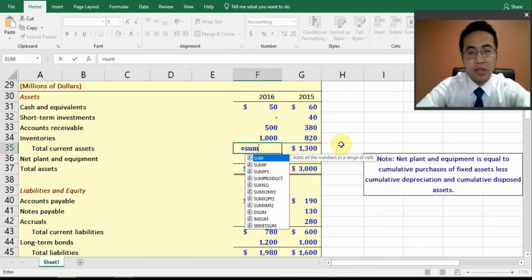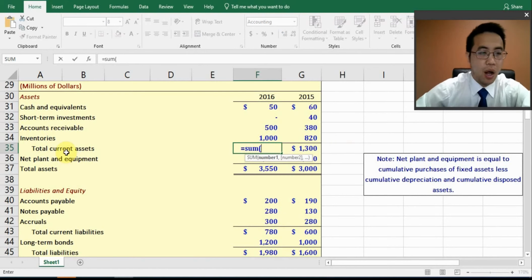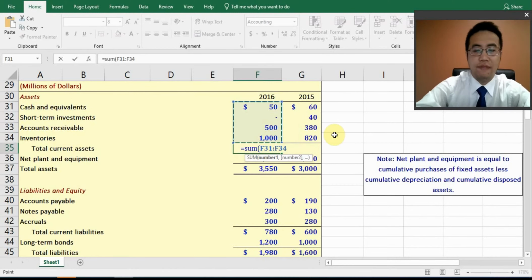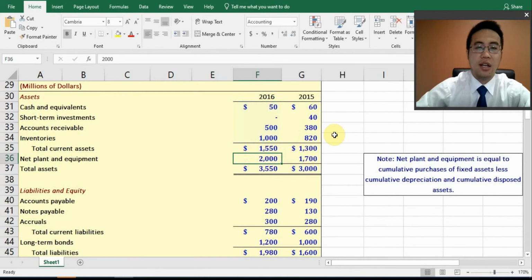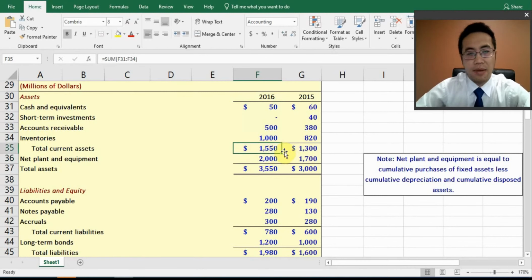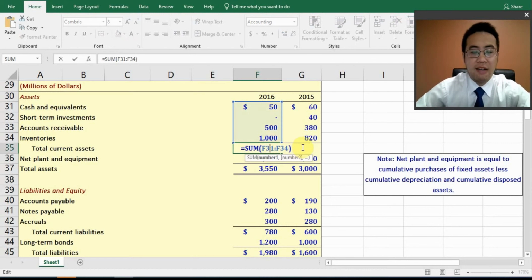I want you guys to put in an Excel formula right here. I put a sum standing for summation. As we all know, the total current assets is a summation of all these sub items: cash, short-term investment, account receivable, and inventories. So I just circle all of them, close the parentheses, and then hit enter. Although the output is still the same number, you would see I have built a formula behind the result. And that is what I want to see for your assignment submission.